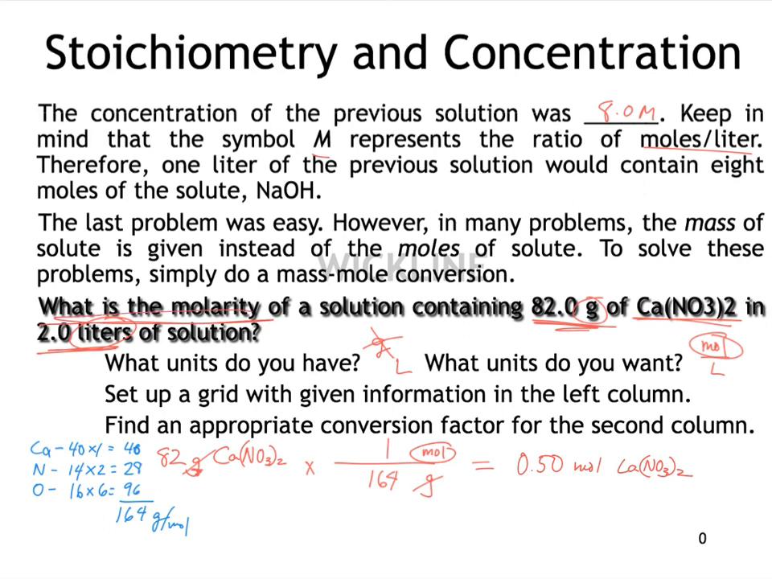So a molarity is moles per liter. So I'll do this in the last part of the question. And the number of moles we just solved for is 0.50 moles. And the liters we just solved for as well, it's 2 liters. So 0.5 divided by 2 is 0.25 molar. Final answer.